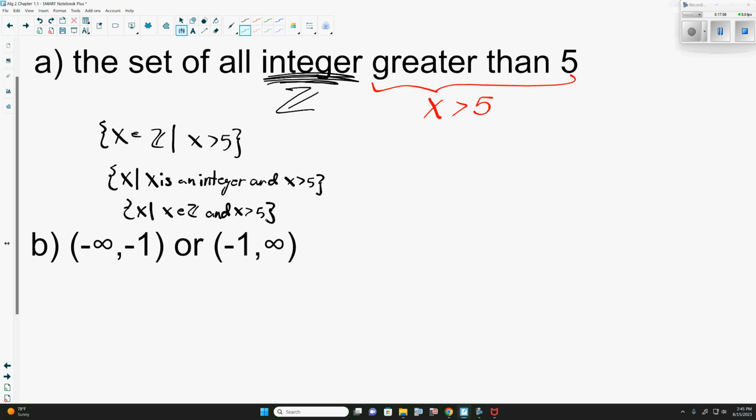If it just had said the set of all real numbers greater than 5, so this is taking out integers, it would just be this here. Because if we just want the set of all real numbers x such that x is greater than 5, that'd be our statement. Questions on this here? Let's look at the next one.